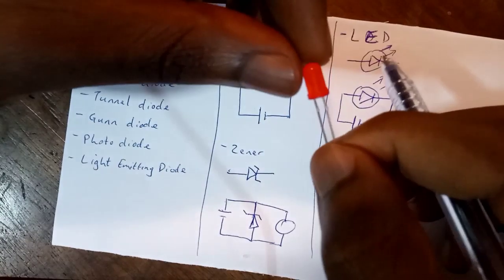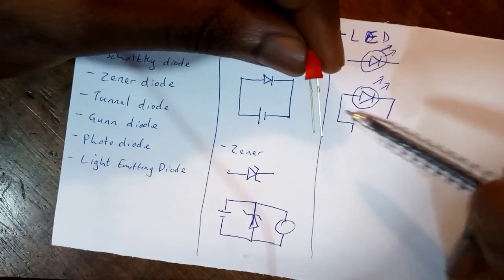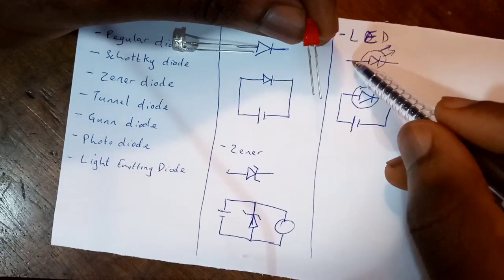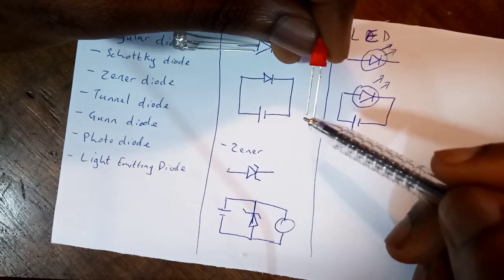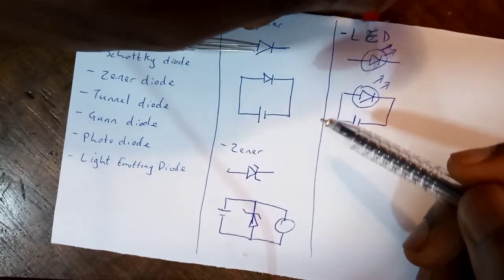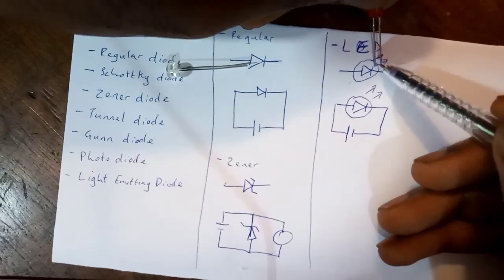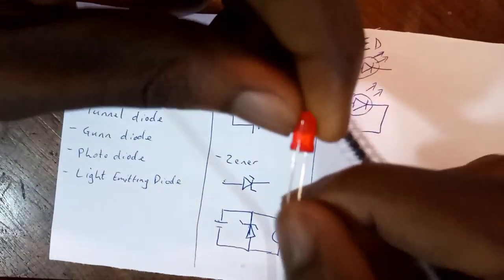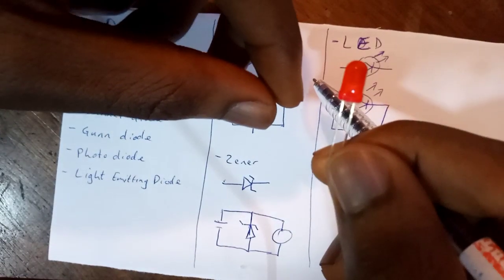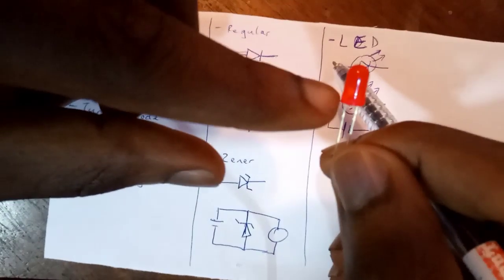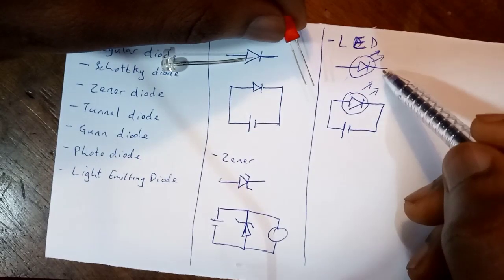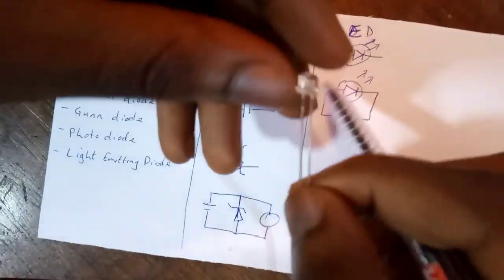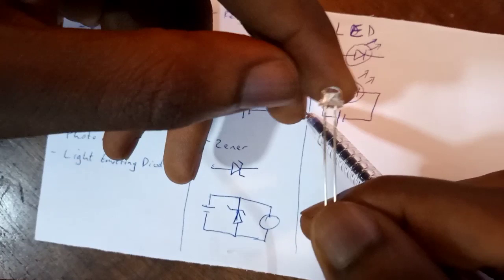And to know which part is the anode or cathode, you can look at the length of the legs. You notice that one is longer than the other. The longer leg represents the anode, shorter leg represents the cathode. Or if you look closely, you would see a notch on the cathode here. That notch also represents where the cathode is. Same thing goes with this. It's also another form of the LED.